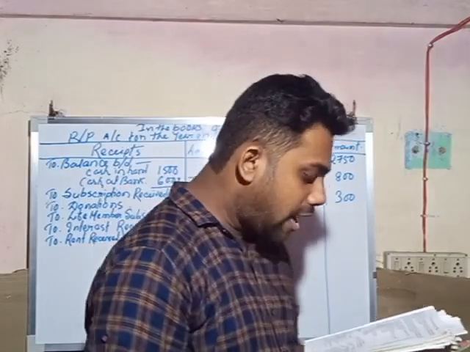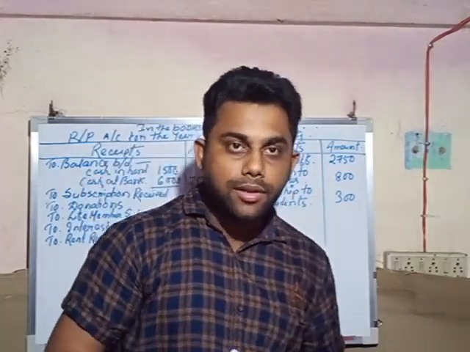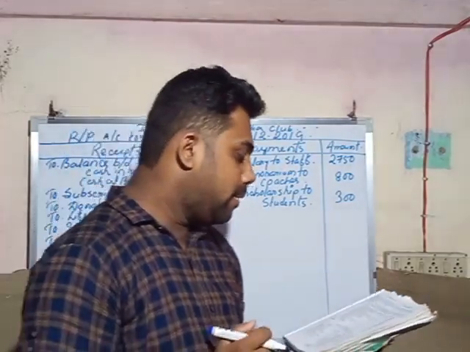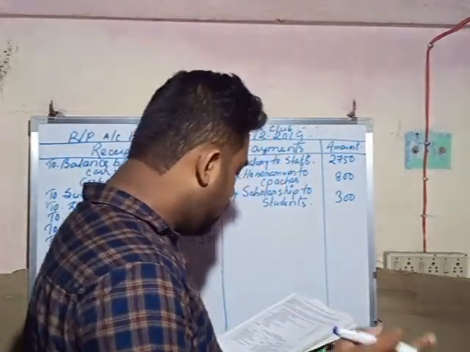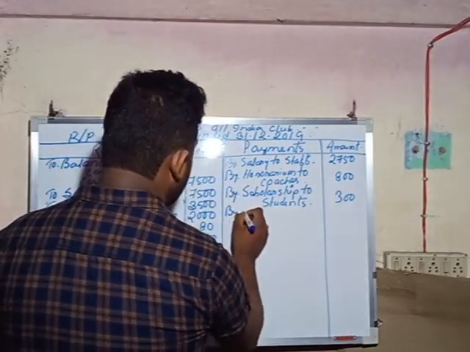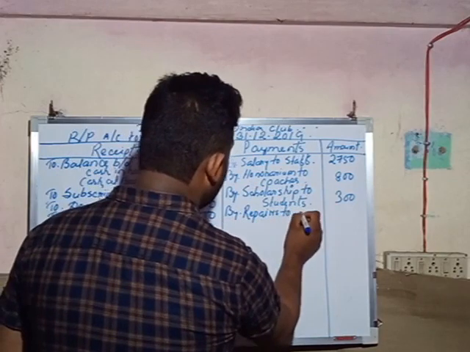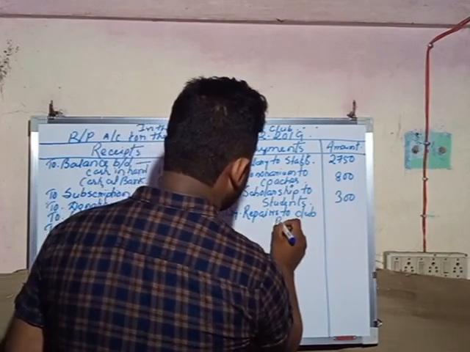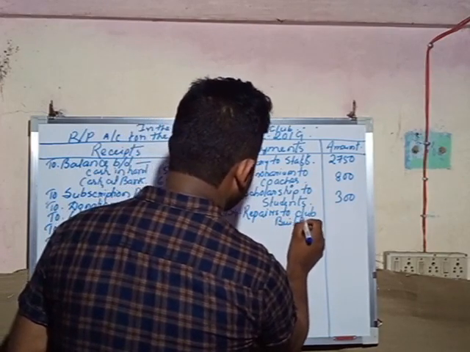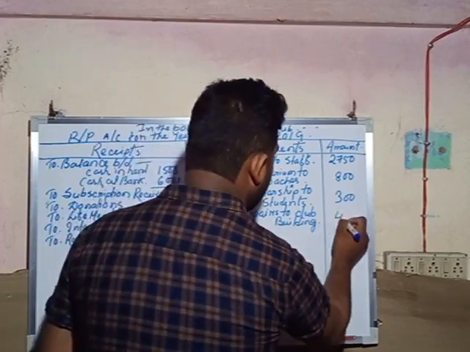Next, repairs to club building. That means they have done certain maintenance work for the club building. So for that they have paid a certain amount, and this is called repairs. Okay, repairs to club building. By repairs to club building, and the amount is 430.